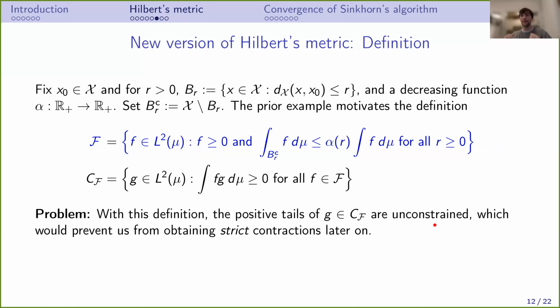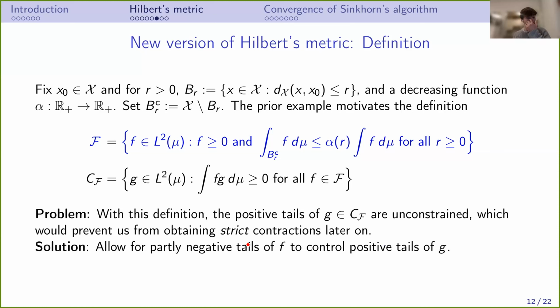So we do not have any kind of control on the positive tails of g. And this would in particular prevent us from obtaining strict contractions later on. So the solution here is slightly technical, but also a little bit intuitive. We have to allow the test functions in the set f to be slightly negative, to allow also for negative values in the tails.